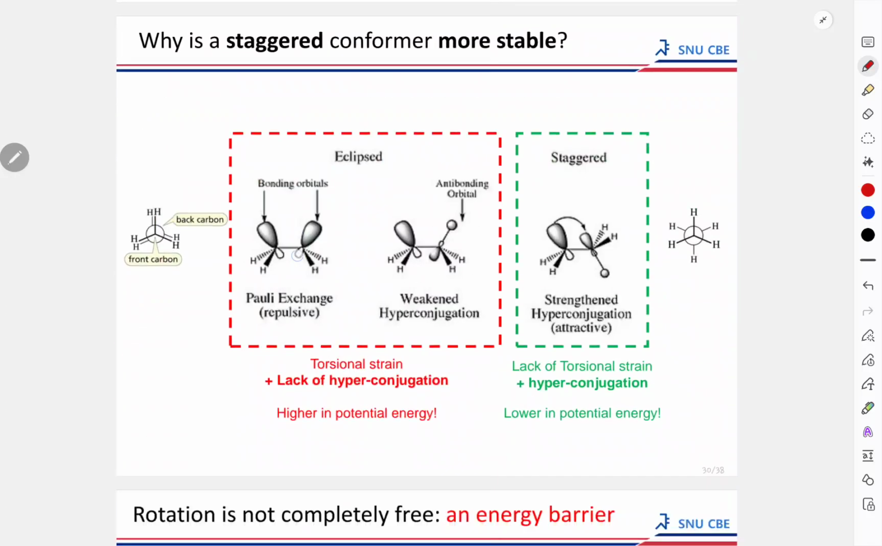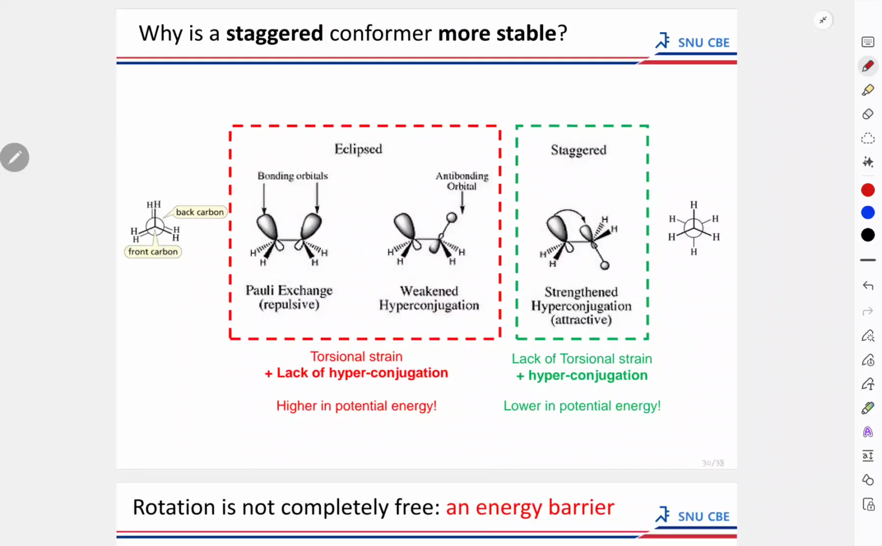Okay, so we discussed eclipse or torsion strain, and also the hyperconjugation effect. From these two, you can rationalize why the staggered conformer is more stable than the eclipse conformer. So here you can rationalize the eclipse conformer case. You can expect there is a torsional strain, you can see each bond. And there's no hyperconjugation stabilization effect.